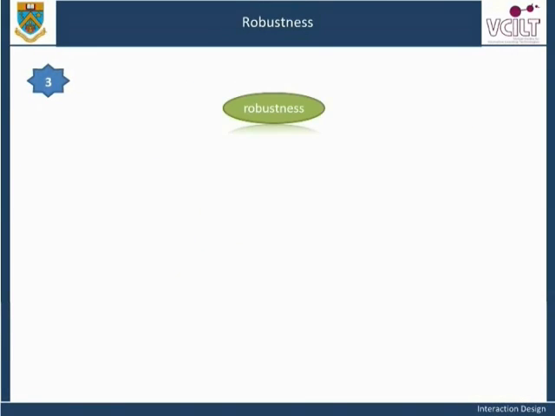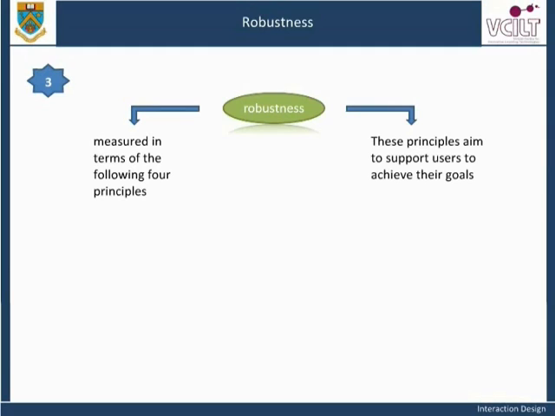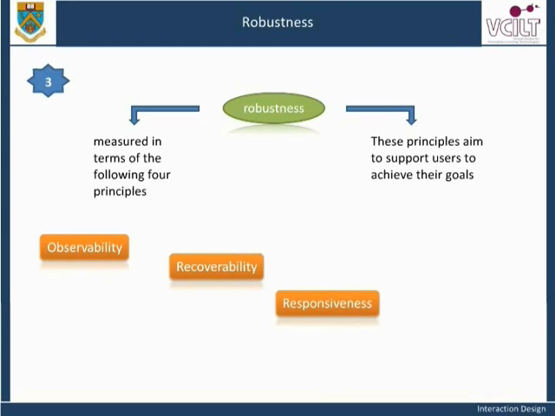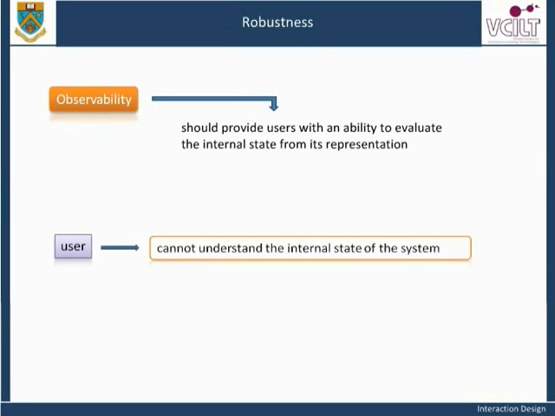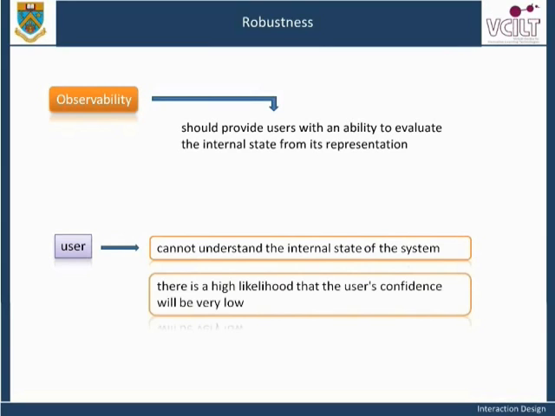The robustness of an interface design can be measured in terms of the following 4 principles. These principles aim to support users to achieve their goals: observability, recoverability, responsiveness, task conformance. Observability should provide users with an ability to evaluate the internal state from its representation. If a user cannot understand the internal state of the system, there is a high likelihood that the user's confidence will be very low.